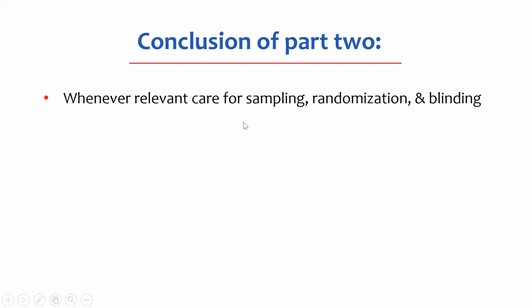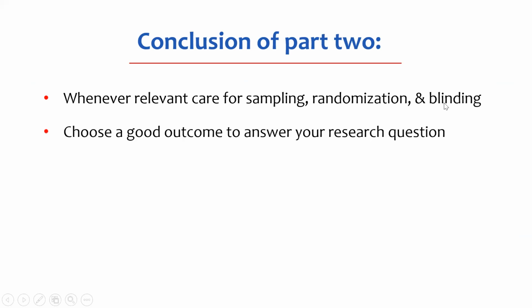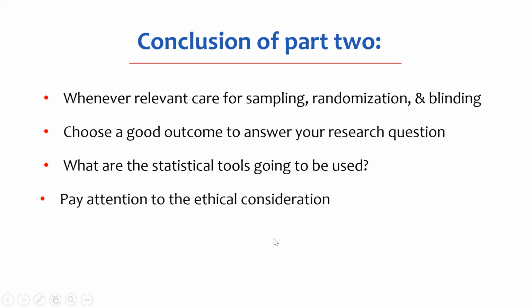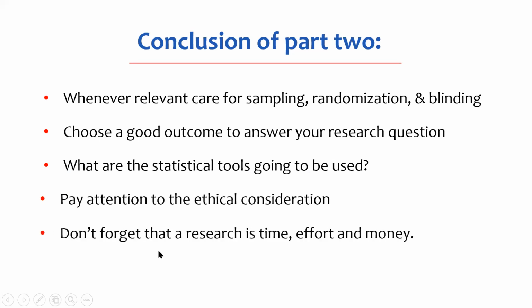The conclusion of part 2: whenever relevant, care should be paid for sampling, randomization, and the blinding. لأنه very important. We have to choose a good outcome to answer our research question, and we have to show the statistical tools going to be used in the research. We should pay a considerable attention to the ethical consideration in any research, and we should not forget that a research is time, effort, and money.